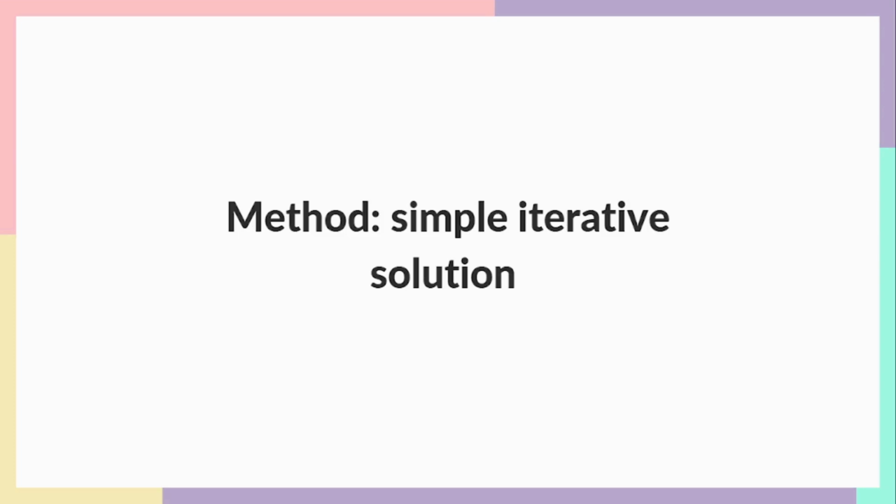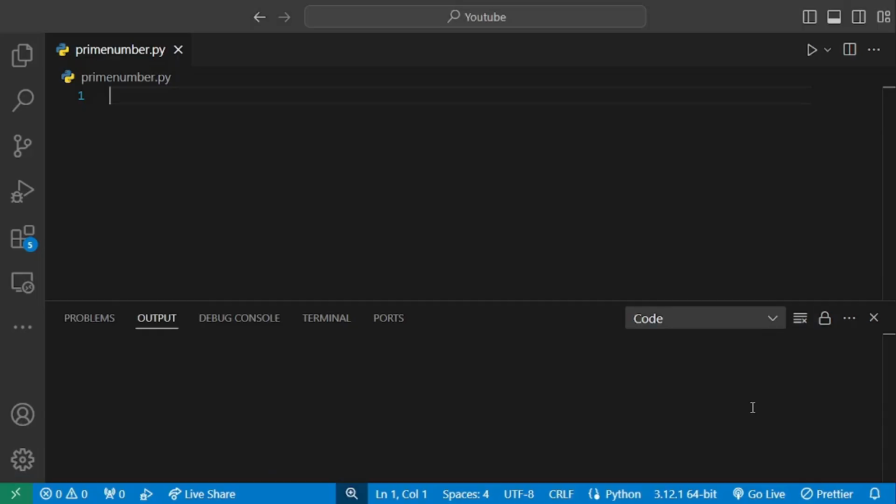In this method, we will use simple if-else statements and a for loop to iterate through all the numbers in a range while checking for factors of the number. Now we will see the code to check whether a number is prime or not. So let's take a number. This value is 50.